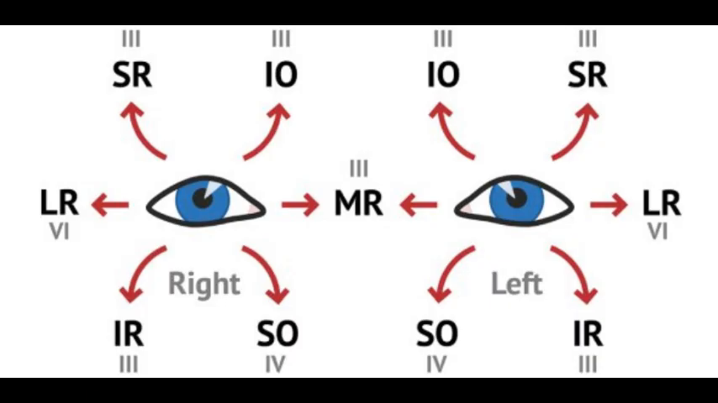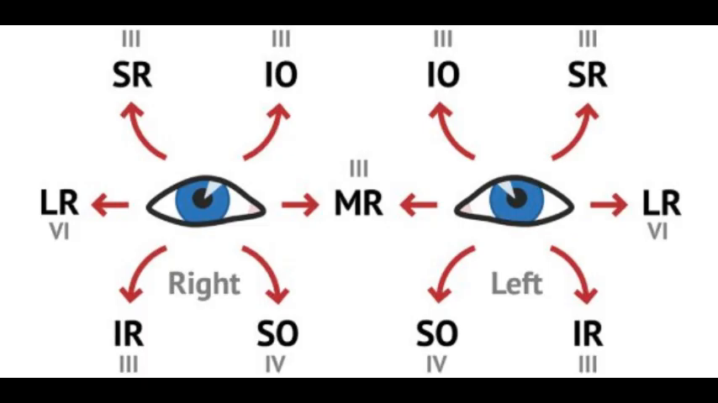For the adduction aspect, if the eye is adducted and elevated, then you can see the full action of the inferior oblique muscle. And if the eye is adducted and depressed, you can see the action of the superior oblique muscle.